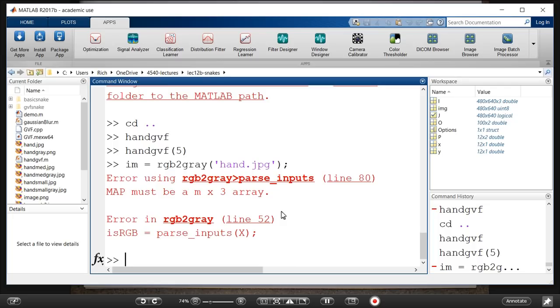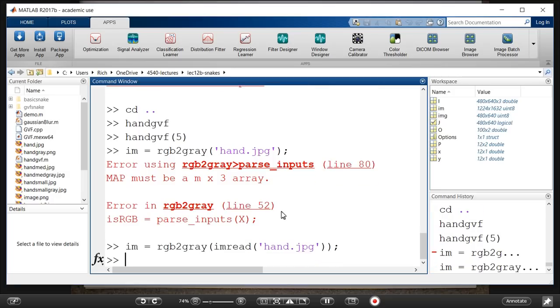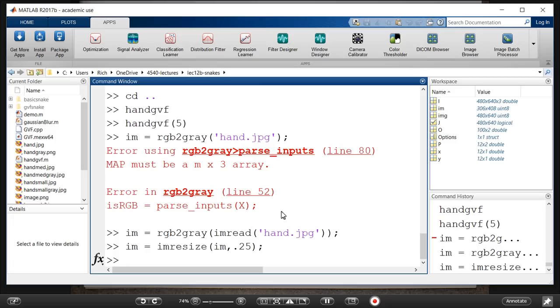Oh, forgot to imread. Sorry. Okay, so this image is actually pretty big, 1224 by 1632. And so I'm actually going to resize this image to be quite a bit smaller just for the purposes of demonstration. Now it's 306 by 408. So now let's see if I can run this example here.